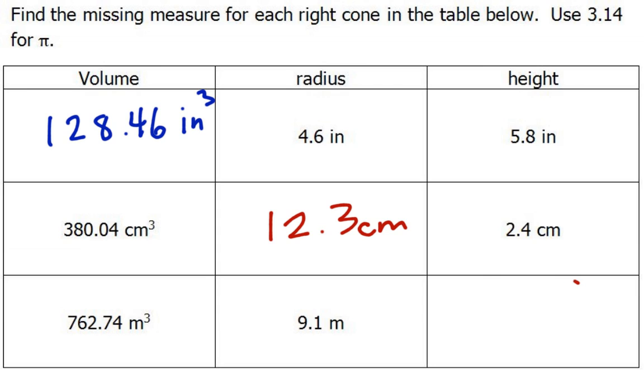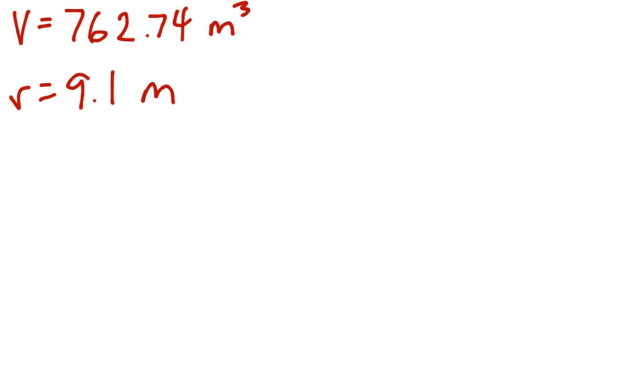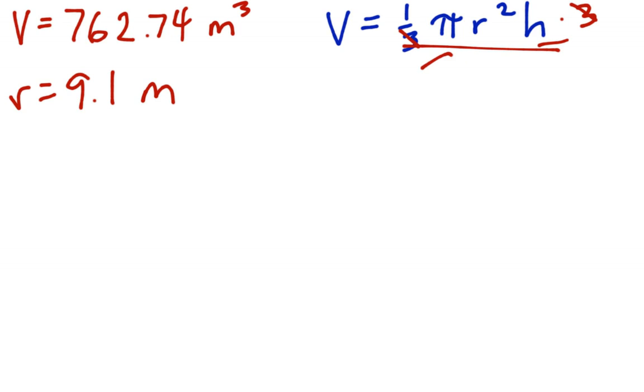So the third problem, I'm looking for H. I don't know what the height of the cone is. So let's take these numbers to a fresh page so I've got some room to work. Again, I start with my formula. And this time when I rearrange, I'm looking for h. So I'm going to do inverse operations to get h by itself. Again, that's going to include multiply by 3 to undo the 1/3. That's going to also include dividing by pi to undo the multiply by pi.